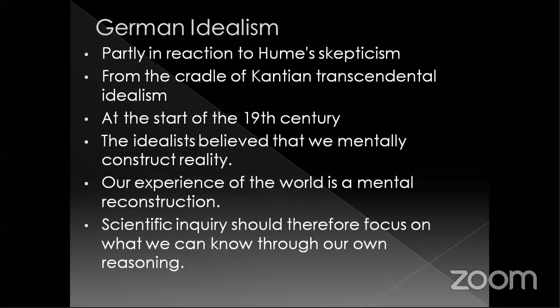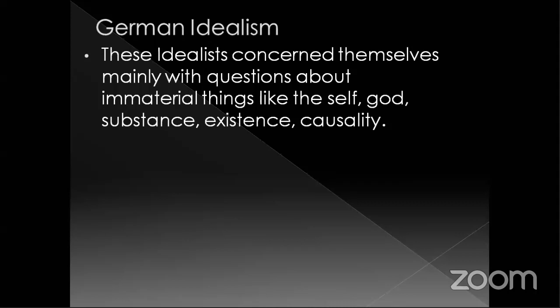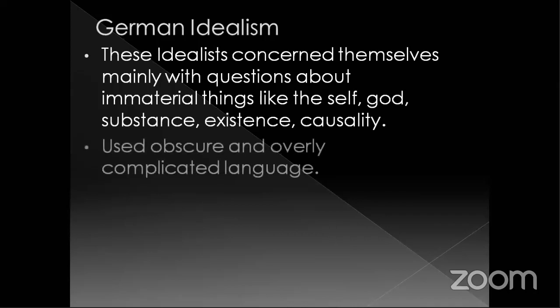From Plato's view, you can also remember that whatever you see can be known through our own reasoning. Whatever you see can be a mirror or shadow reflection on the wall. It may not be the real thing. The real thing can also be found with your own reasoning. These idealists concerned themselves mainly with questions about immaterial things like self, God, substance, existence, causality. These were the topics that they used to discuss.